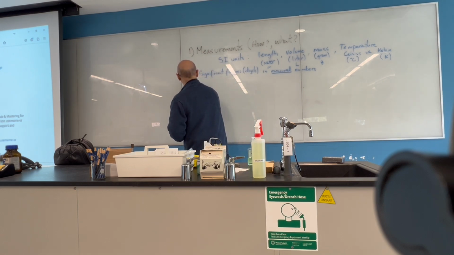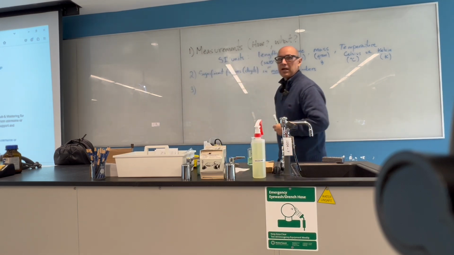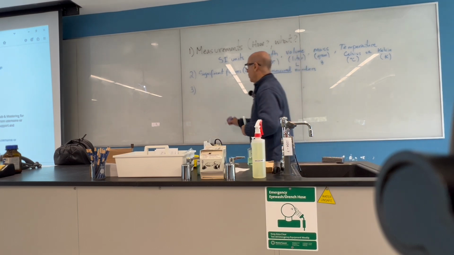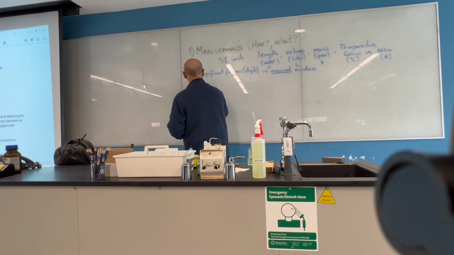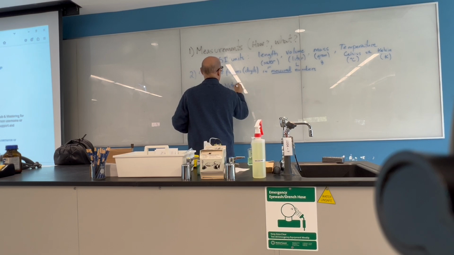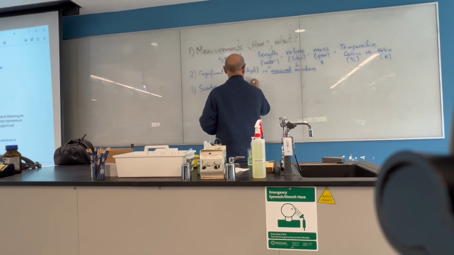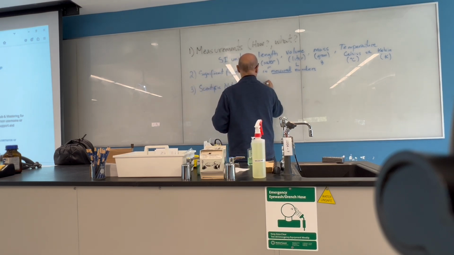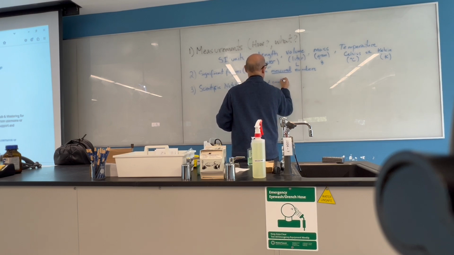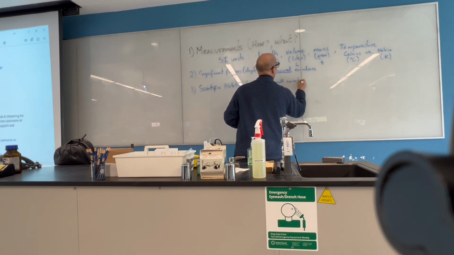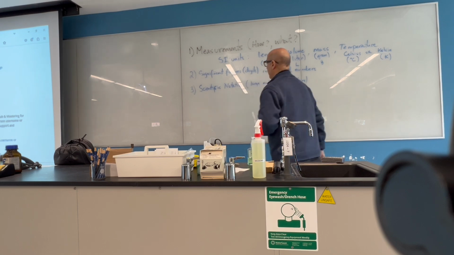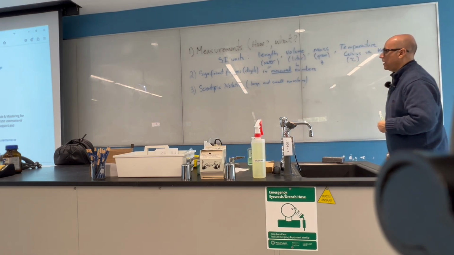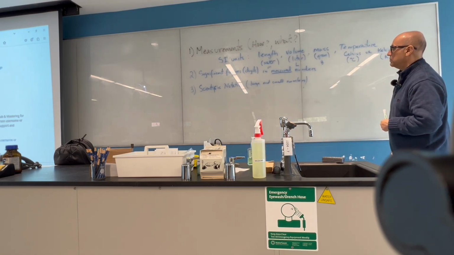The third topic is how to write large and small numbers. So we call it scientific notation, and it's used for representing very, very large and very, very small numbers.